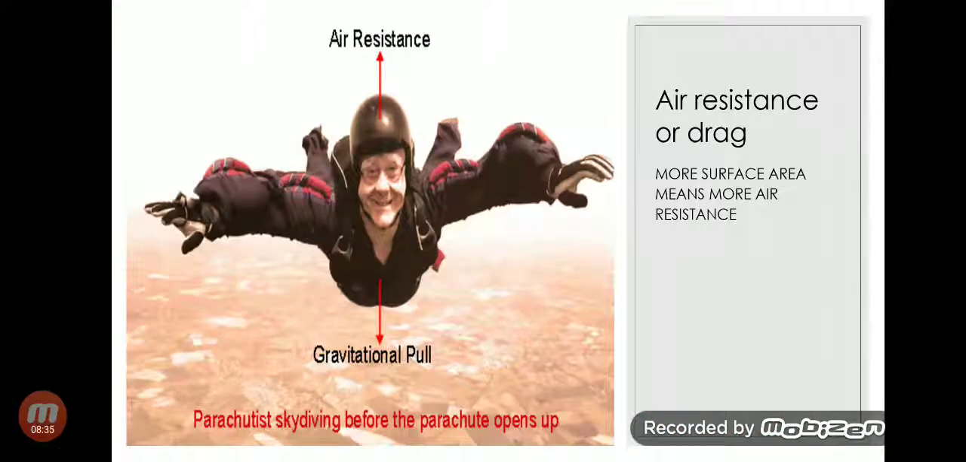Next, see, this man is skydiving. The position of this man is like he's lying on a bed, so it has more surface area of his body. So more surface area, more air resistance, so it will slow down this man and he will open the parachute and then he will land on the earth safely.